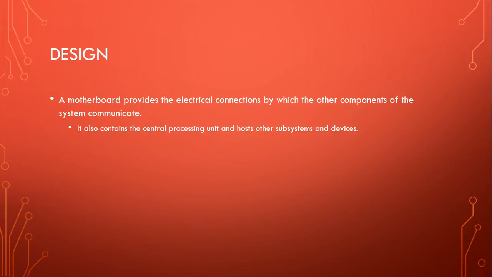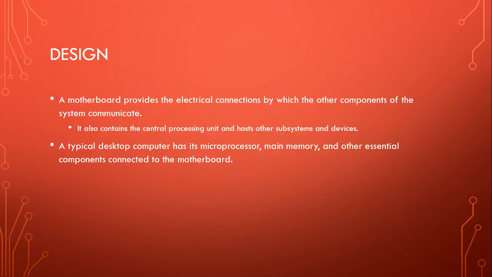Alright, design. Now, a motherboard provides the electrical connections by which all the other components of the system communicate. It also contains the central processing unit, or the CPU, and hosts other systems and devices. Again, this is your main printed circuit board. Everything is physically connected into this circuit board. A typical desktop computer has its microprocessor, the main memory, and other essential components connected to the motherboard.